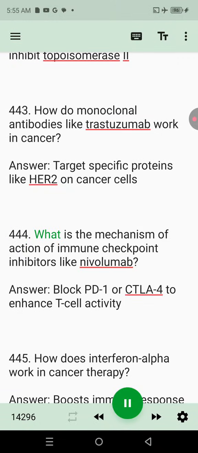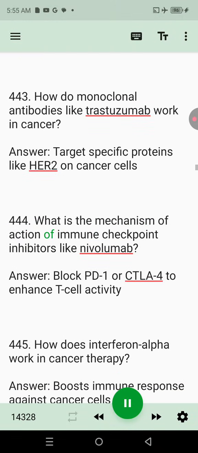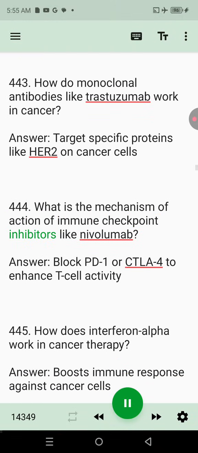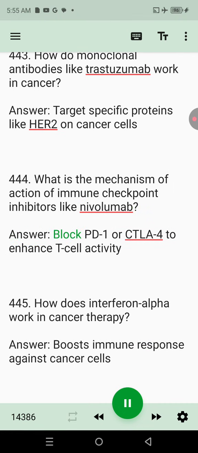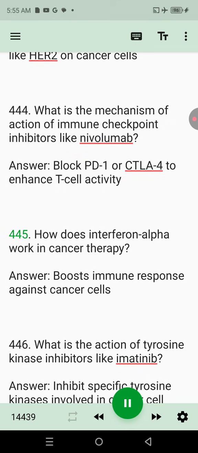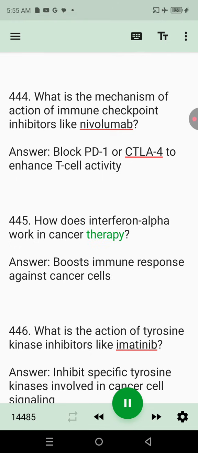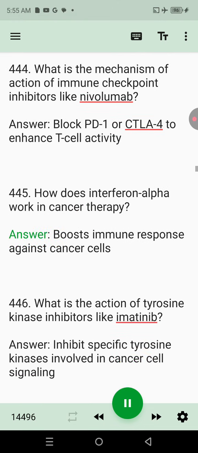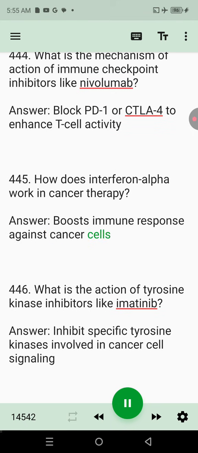444. What is the mechanism of action of immune checkpoint inhibitors like nivolumab? Answer: Block PD-1 or CTLA-4 to enhance T-cell activity. 445. How does interferon alpha work in cancer therapy? Answer: Boosts immune response against cancer cells.